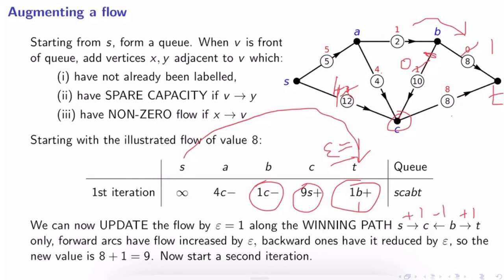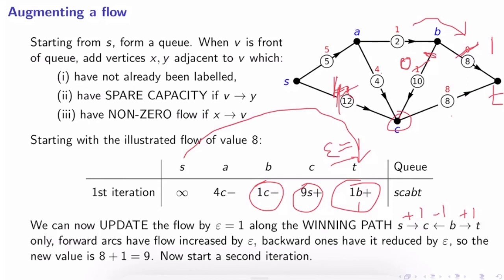So this 0 became a 1, this 1 became a 0, and this 3 became 3 plus 1, which is 4. Okay, that's how you adjust the flow. We've now got a new flow, and we can just start everything again. We just rub everything out and start everything again.